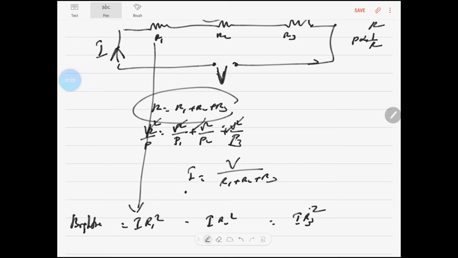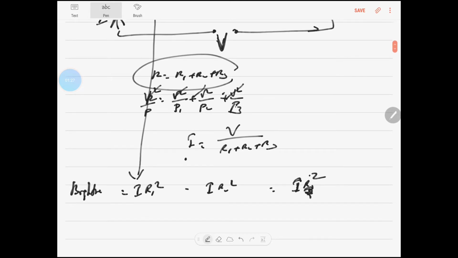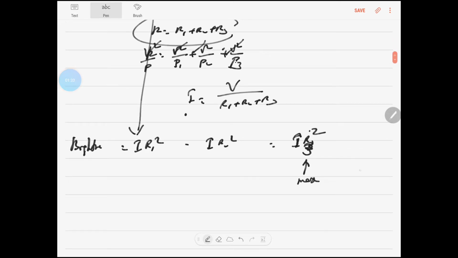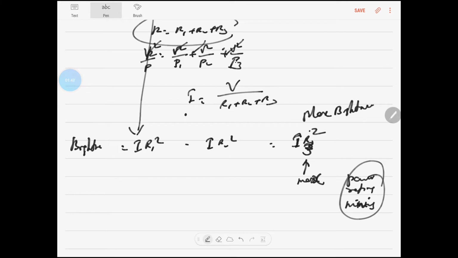And if you see that current is constant, the brightness is maximum when resistance is maximum, which will happen when the rated power is minimum. A bulb which has got the minimum power rating will have the maximum resistance, which will glow with maximum brightness. You can't increase the brightness anymore because resistance has already become maximum. The current is anyway a constant.